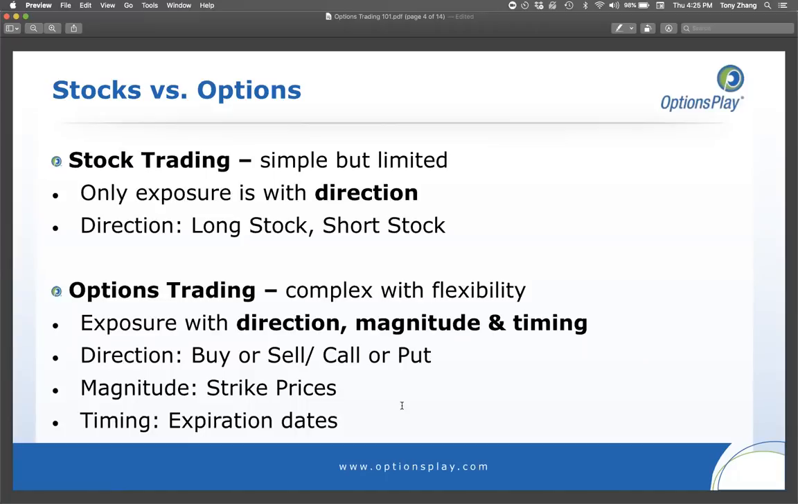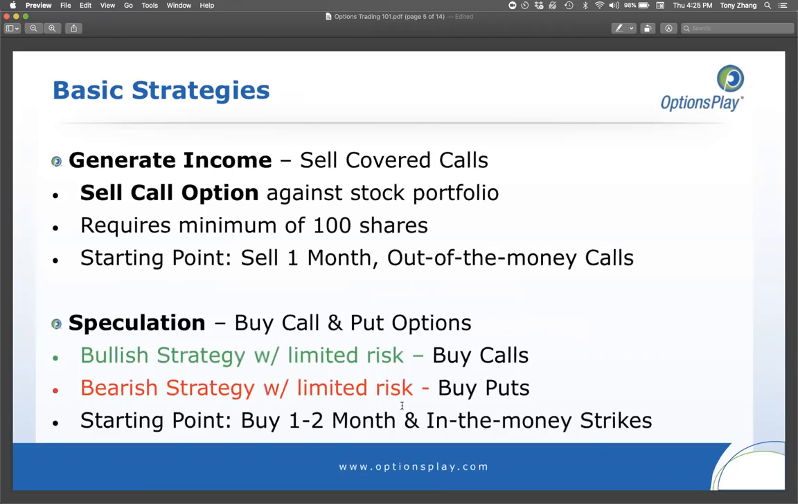So that is the fundamental difference between trading stocks and options. Stocks are simple, but you have limited scope as to what you can do. Options trading is more complex, but you have a lot more flexibility in terms of being able to profit from different types of outlooks. So let's break down the basic strategies.